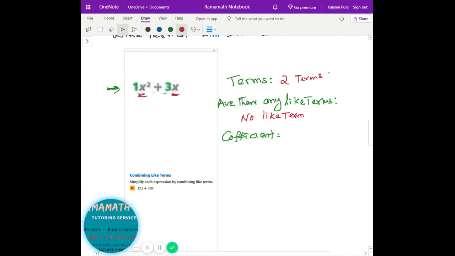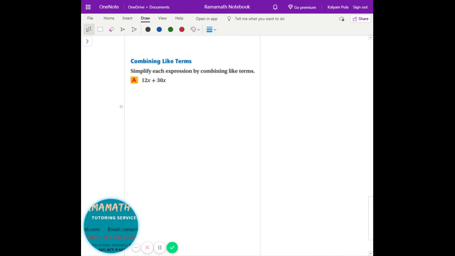If this is 1x and 3x, yes, they're like terms. Or 1x squared and 3x squared, yes, they're like terms. But if the power is not the same, then they are not like terms. What about the coefficients? The coefficients are 1 and 3. That's it. Very good. Good job. The next one is combining like terms.